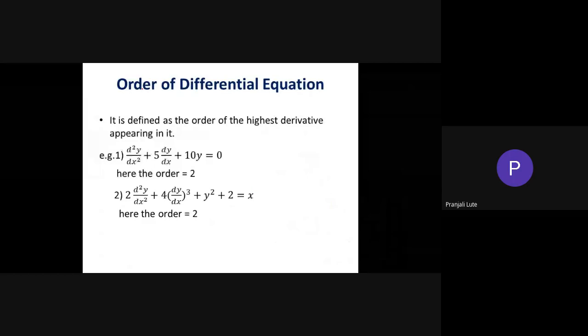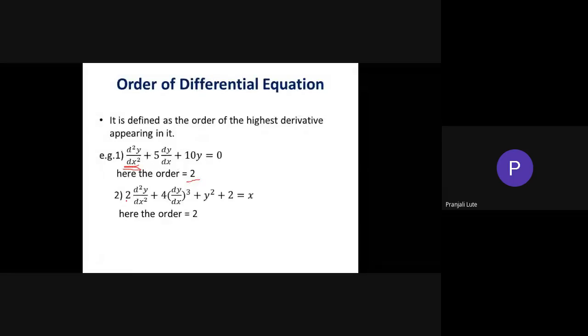Next is order of differential equation. What is the order of that differential equation? Order of differential equation is defined as the order of the highest derivative appearing in it. Here, d square y by dx square plus 5 dy by dx plus 10y. In this equation, you have to observe that the highest derivative is d square y by dx square. This is the highest derivative. So here the order of that differential equation is 2.